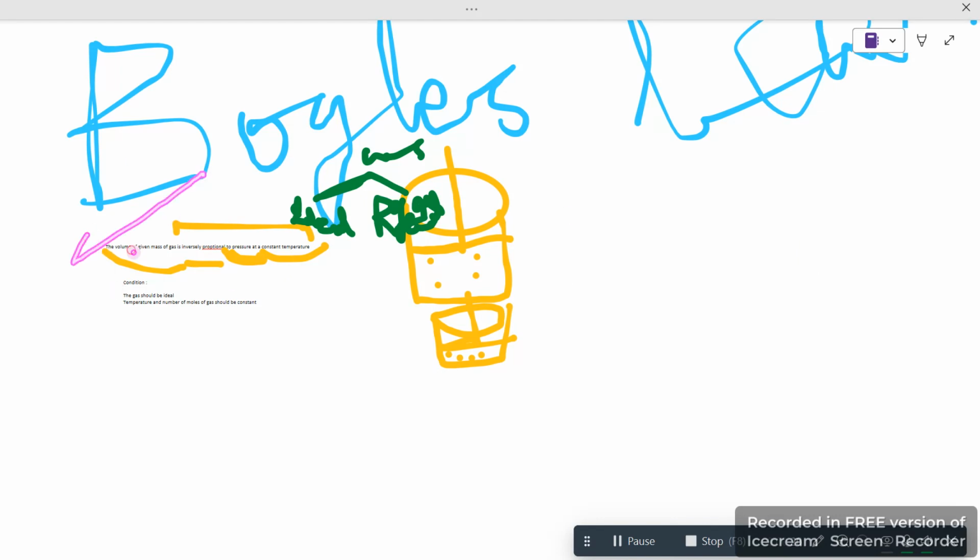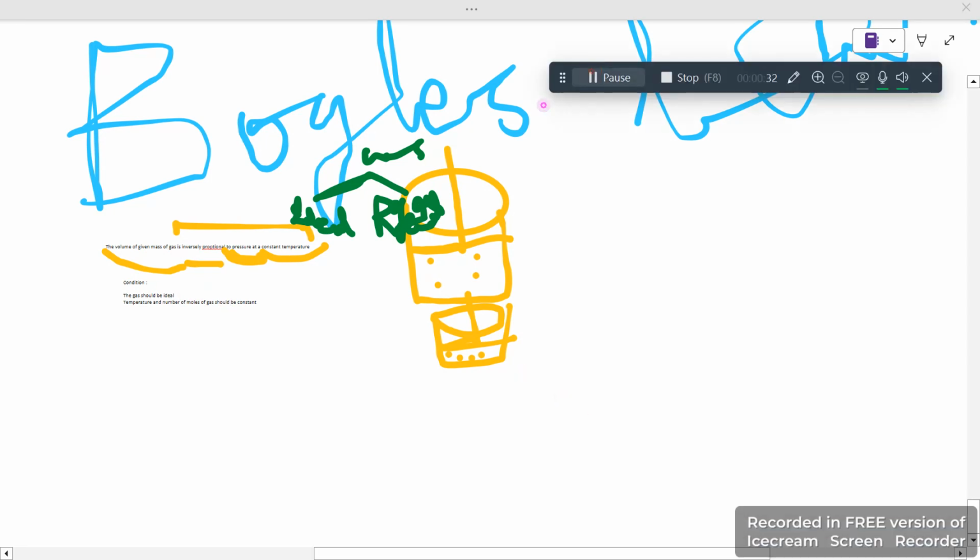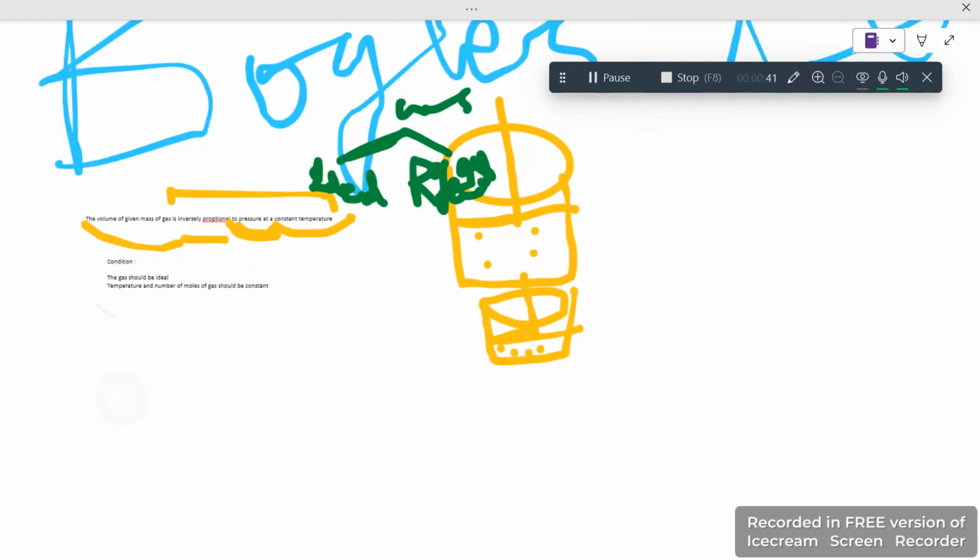So the volume of the given mass that you have should always be inversely proportional to the pressure, at constant temperature and a constant number of moles. So the conditions you need to keep constant: as we discussed, the gas should be ideal, and the temperature and number of moles of gas should always be constant. So here we're just going to see the relationship that he discussed.